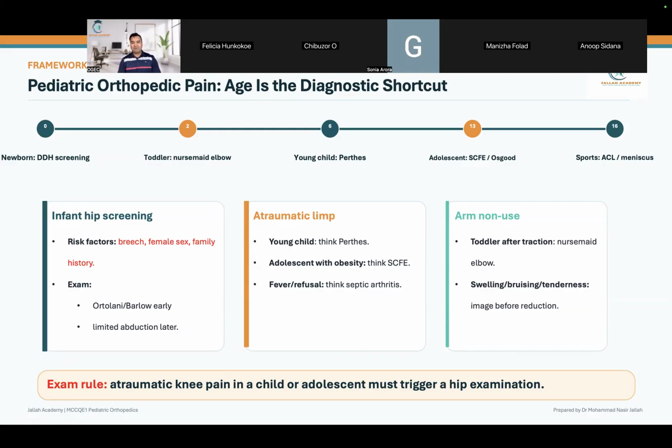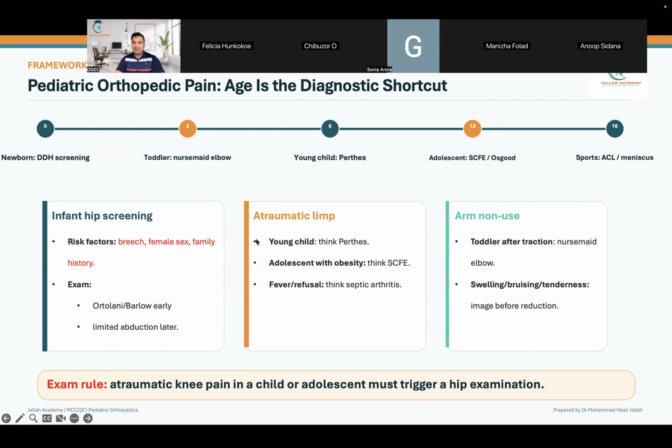And for slipped capital femoral epiphysis, 13 years old. And for sports, anterior cruciate ligament and meniscus, usually they choose 16 if it is pediatric. So infant hip screening risk factors: again, I will dive deep into it. I made a mnemonic, which is 6F, which makes it very easy for you to remember. So breech, female sex, family history, exam (Ortolani and Barlow), early, limited abduction. We will talk about this as well.